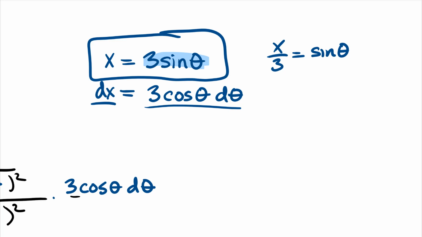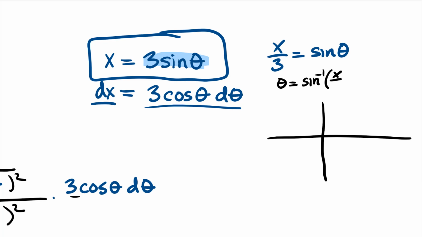Okay. Well, let's look at this. Let's figure out what our angle is. Now, if we hit this with an inverse on both sides, we find out that theta is equal to inverse sine of x over 3. And once again, theta can only be in between negative pi over 2 and pi over 2. So without loss of generality, I'm just going to draw our triangle in the first quadrant.